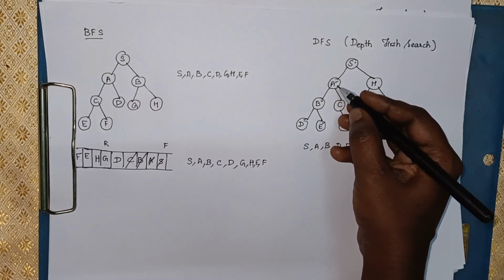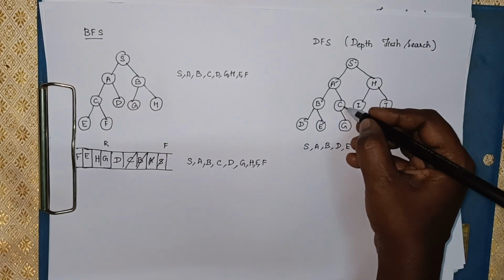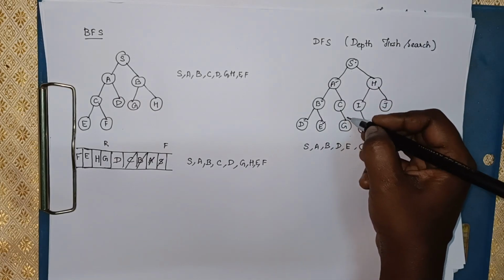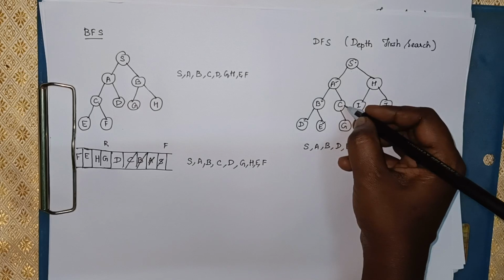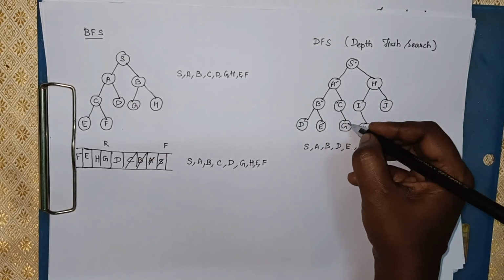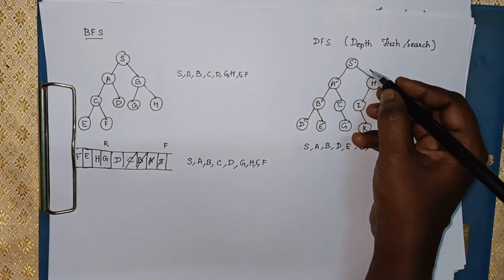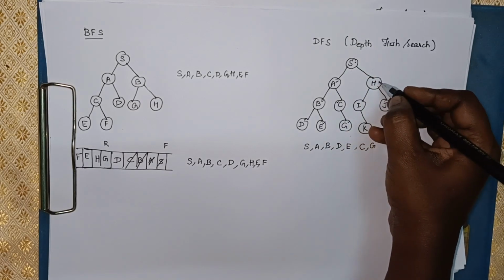Next, again we'll go back and then backtrack. Next, again from here, what are the adjacent nodes? C is the adjacent node. So we'll go to C. Again, the adjacent node of C is G. So we'll go to G. So again from here we can backtrack and move towards S. Now we are going to visit the next node, that is H.